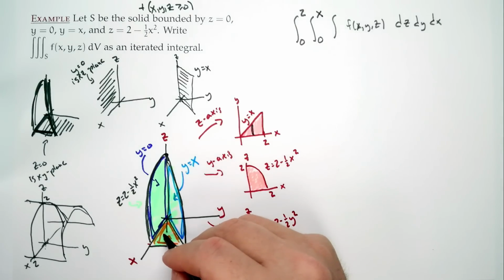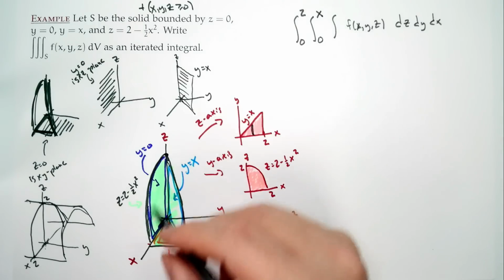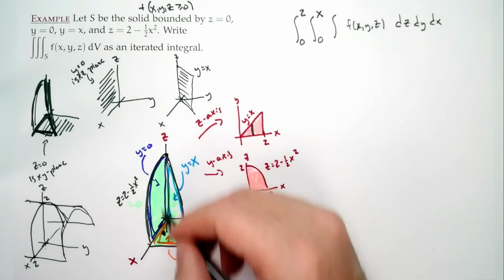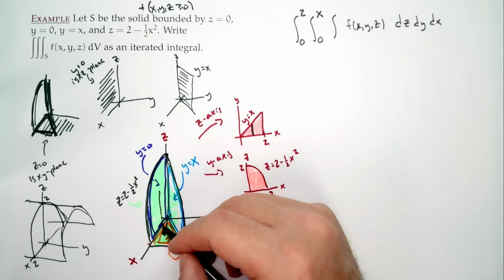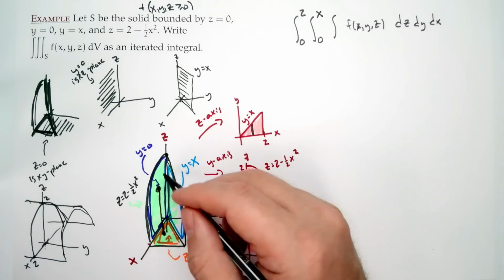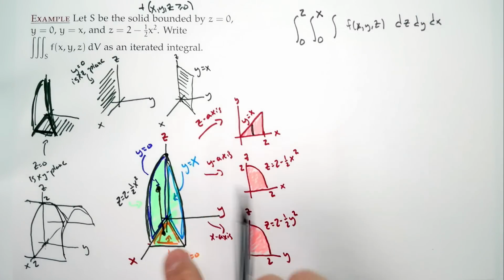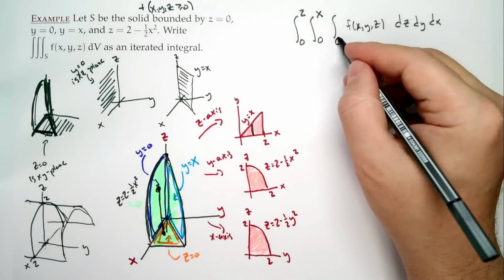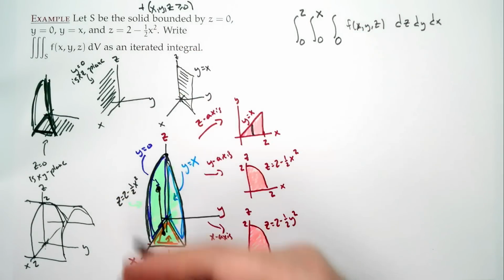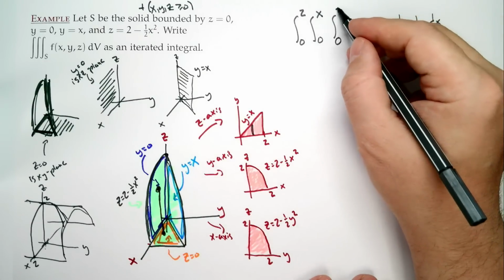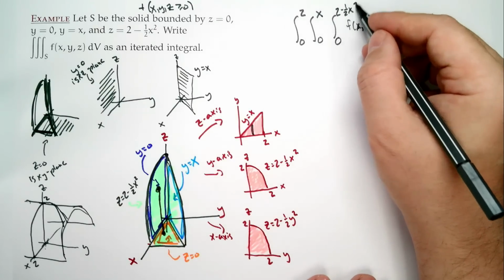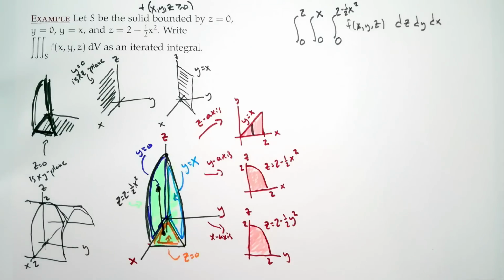Now, where does z go from? Well, we have to think. If we run up and down, so we're running parallel to the z-axis, we'll start at the bottom, and then we're going to go up until we hit this upper surface. So we're at z equals 0, that's our bottom surface, and then the top is that curved surface, z equals 2 minus 1 half x squared. Okay, so that's one order.